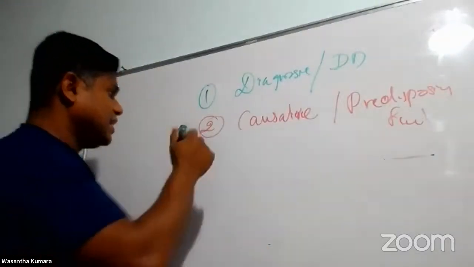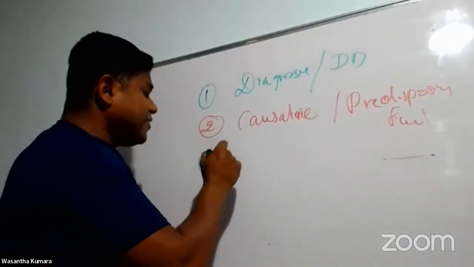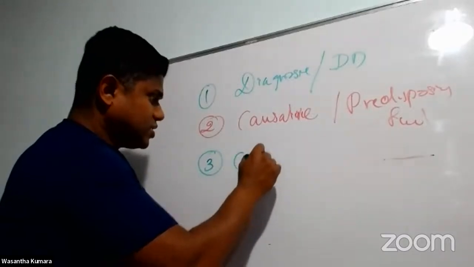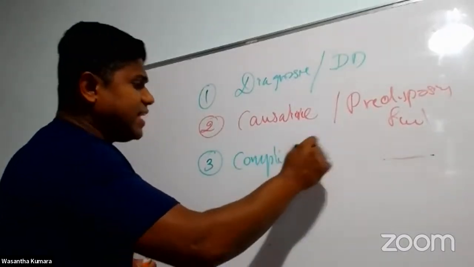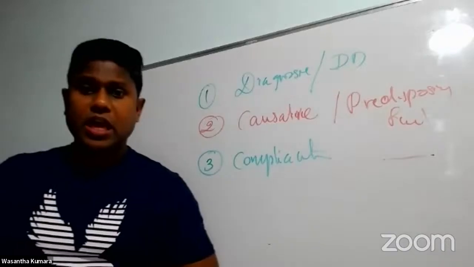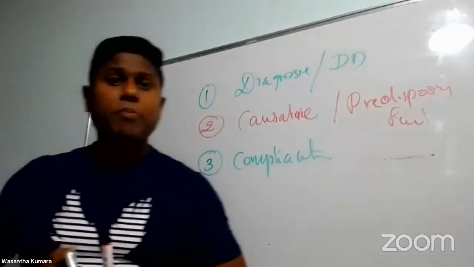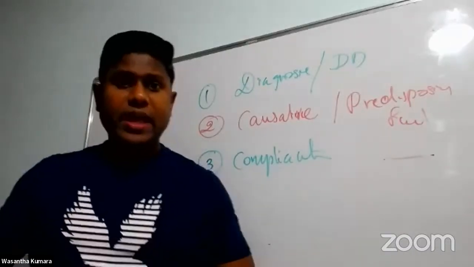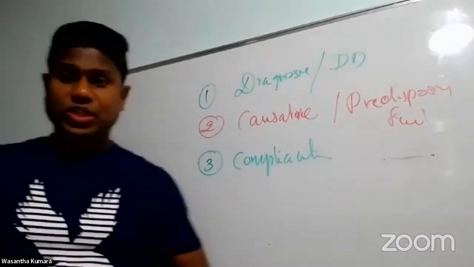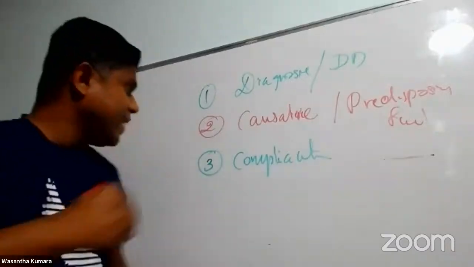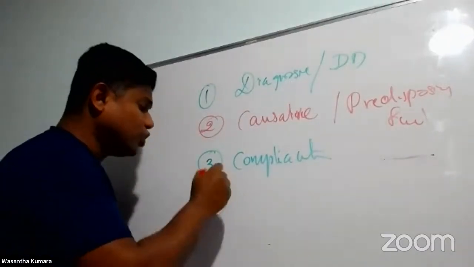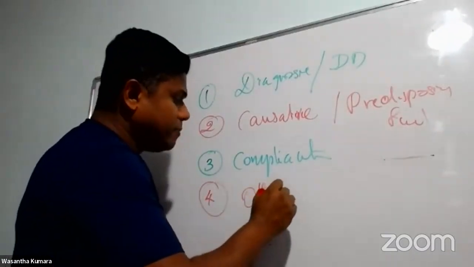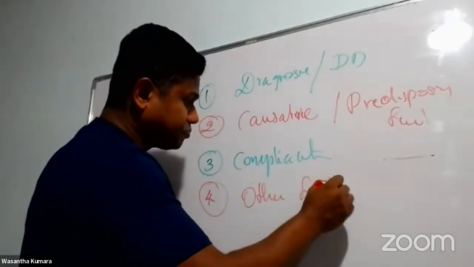Then thirdly, you have to identify the complications. Because of this condition, what are the complications? If you have mitral stenosis, the patient can develop atrial fibrillation, heart failure, anything possible. Those are the complications. Then finally, you should know the other factors about the patient.